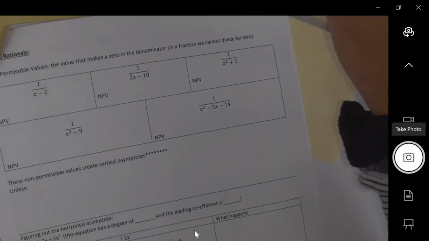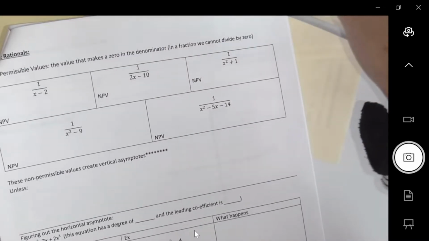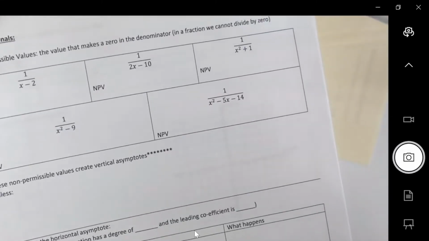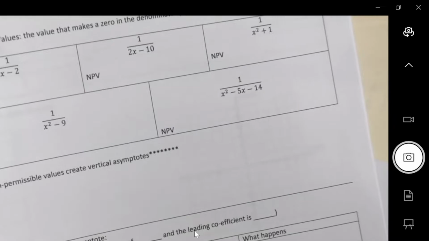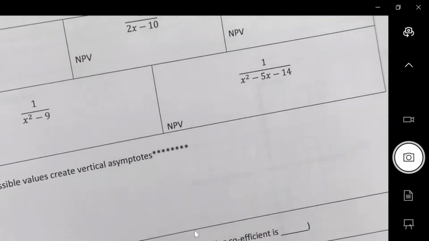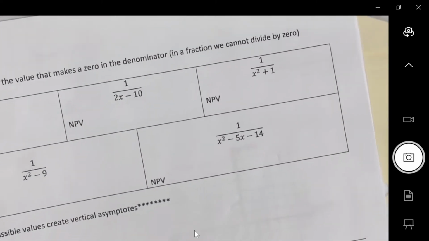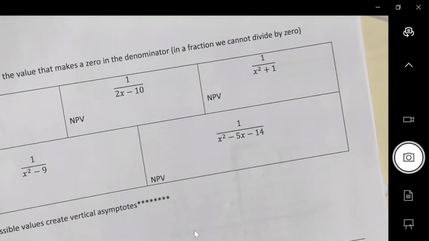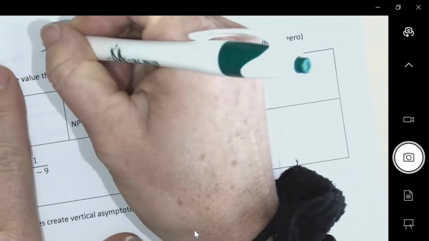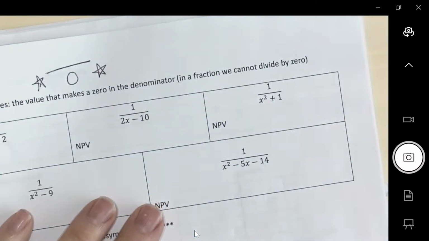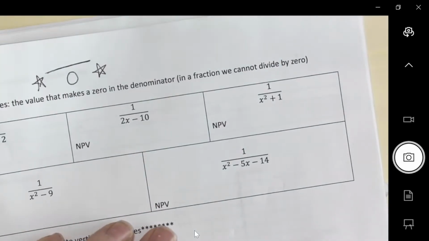Okay, rational functions. So now we're going to be dealing with fractions and the variable parts of fractions. Okay, we did a little bit of this work in grade 11. Okay, so our number one rule in math fractions is what? Having a zero on the bottom. That's our big thing. We can't divide by zero.